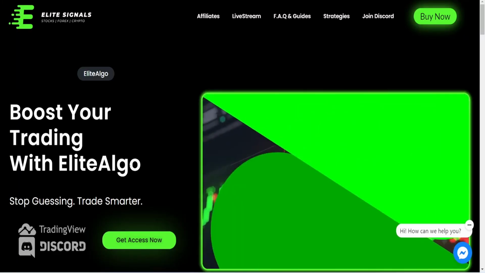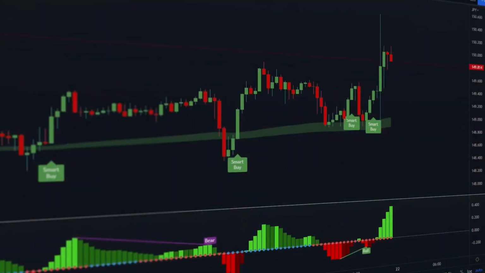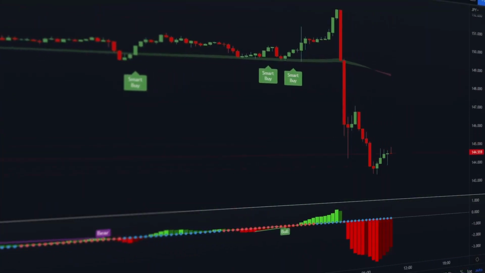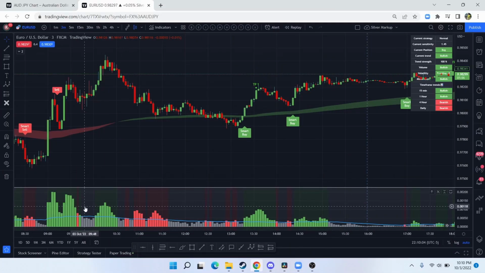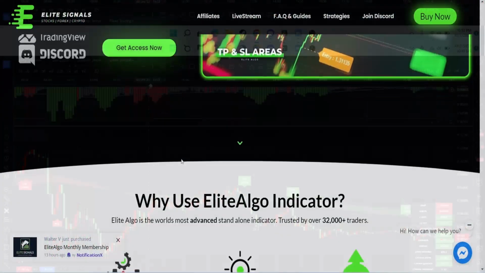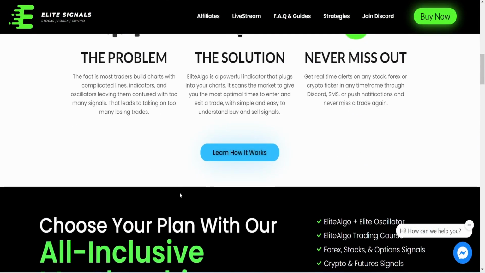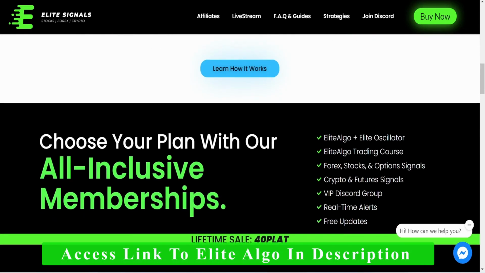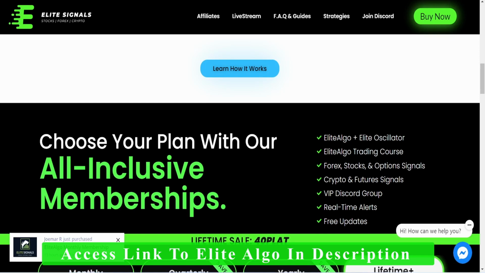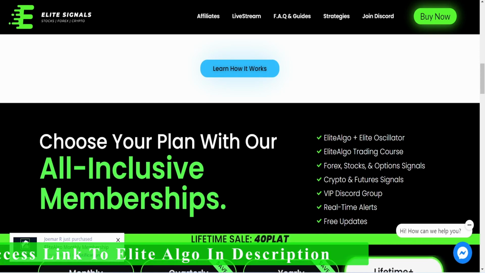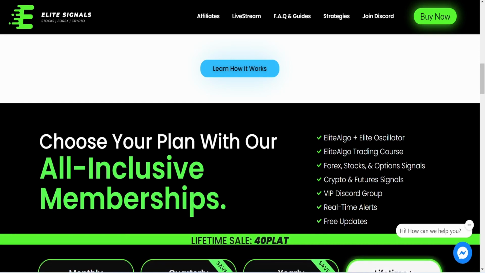So Elite Algo is a full comprehensive system with multiple different layers that help traders see the markets without having to second guess what's going on in the market. Now, this is the Elite Algo website, and I'll have a link to it in the description below. It trades all types of markets. It trades crypto, forex, options. You could do futures on it. I trade commodities on it as well.